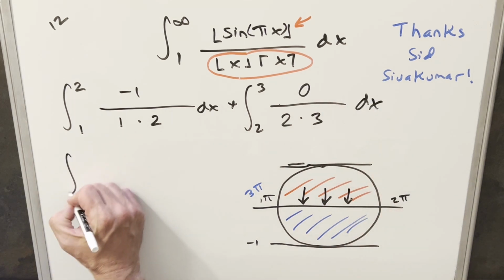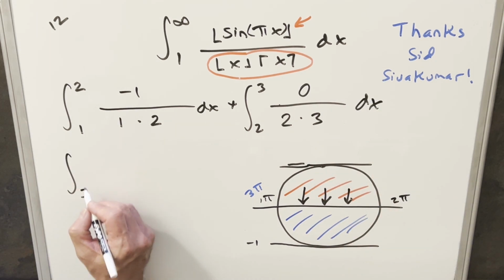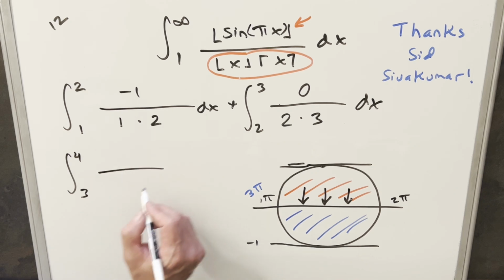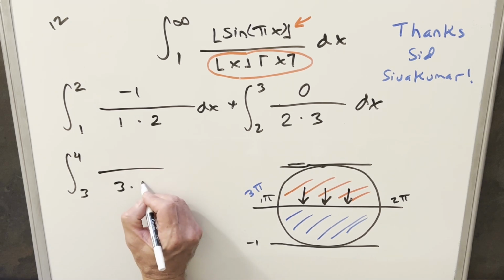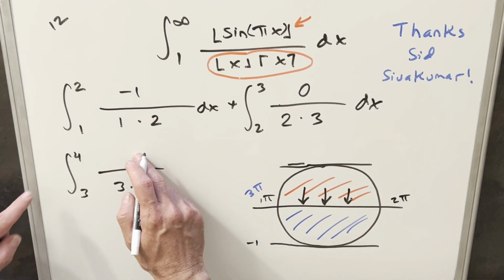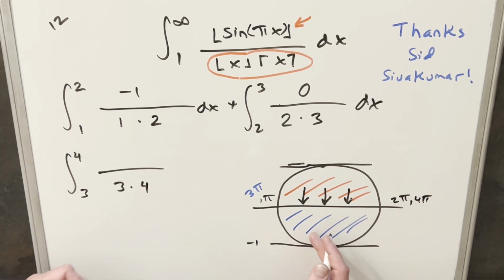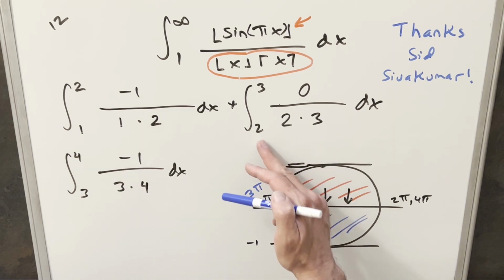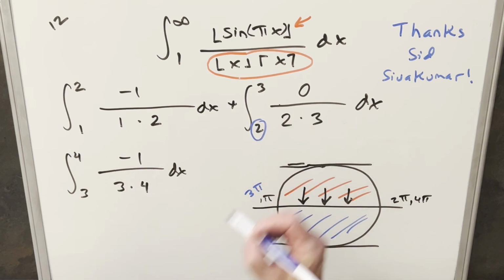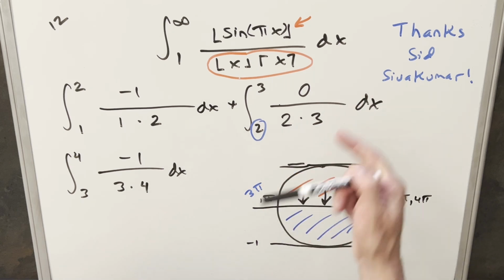Now, of course, we can keep going, but it's just going to start repeating right here. Here we're going to have 3 times 4 in the denominator. But then in the numerator, when we look at what happens between 3 pi and 4 pi, we're back in the same scenario. The floor is going to round everything down, so this becomes a minus 1. So as it turns out, every time our lower bound is even, like this one right here, we're going to get the same thing.